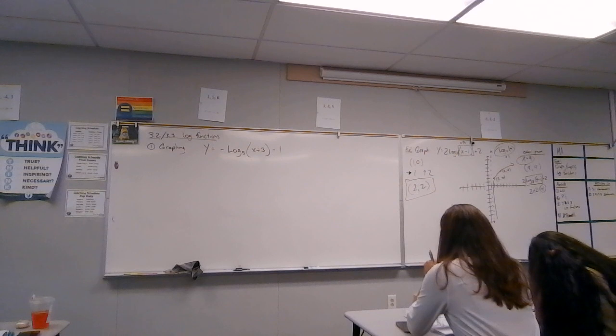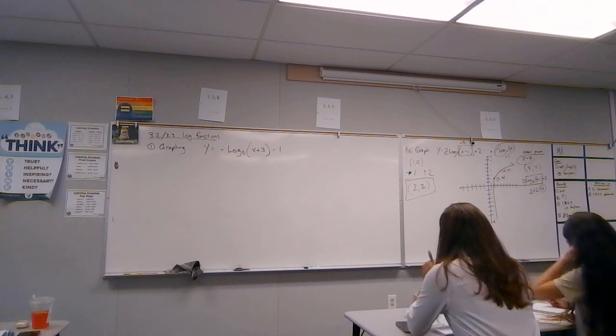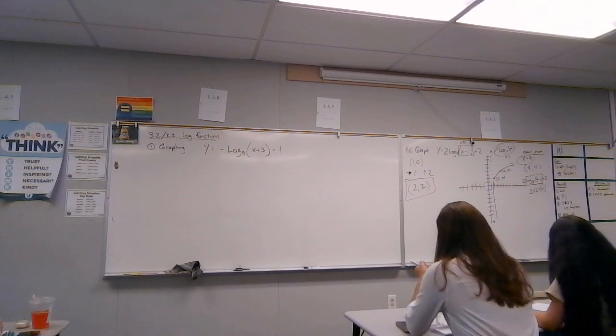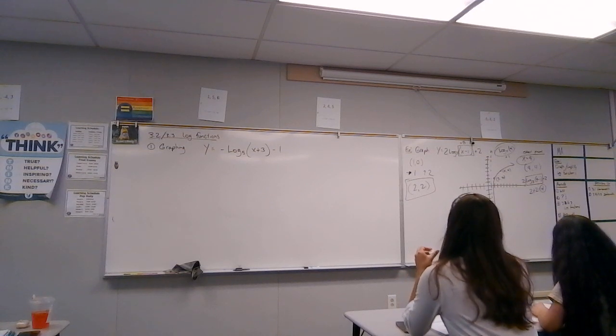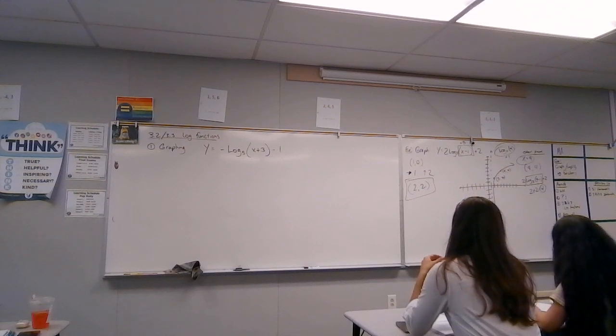If you plug in 2, watch, log base 5 of 5 is 1. Then you have the negative in front. So it's negative 1 minus 1, so it'd be (2, negative 2).